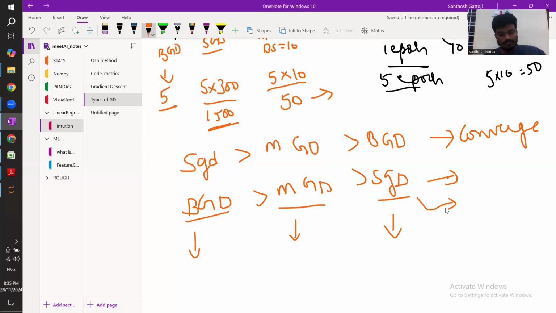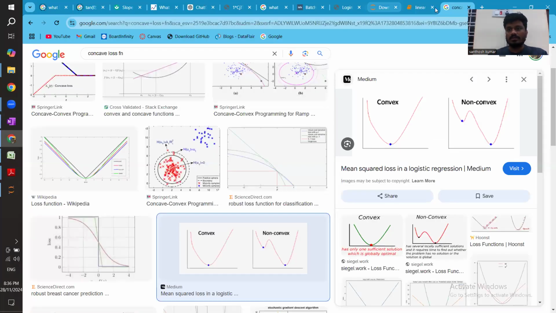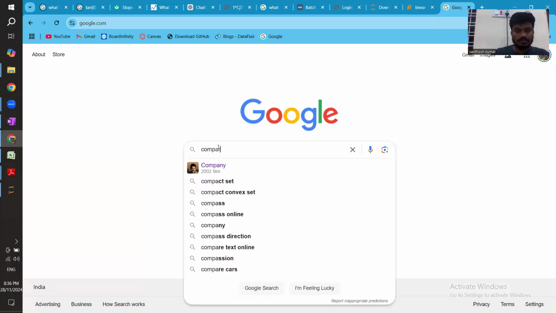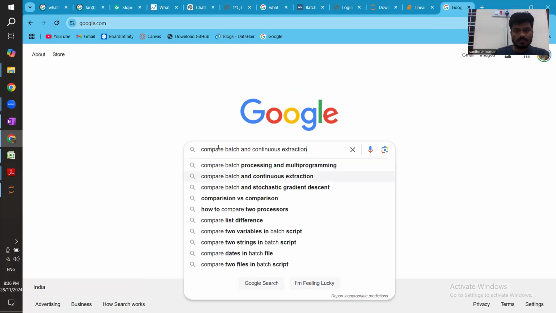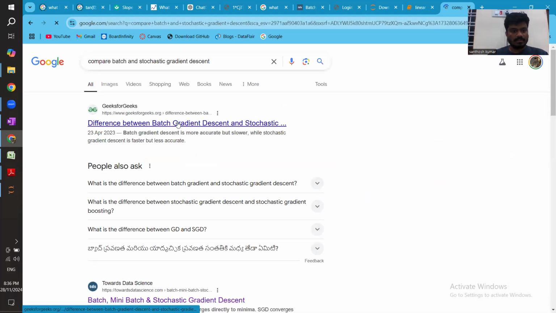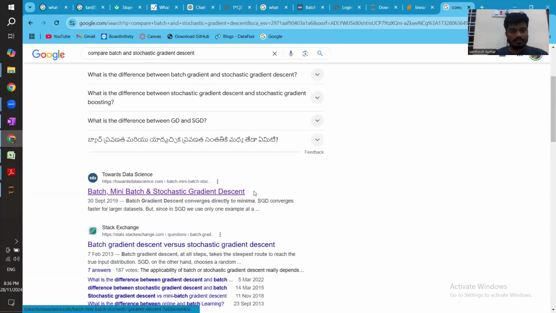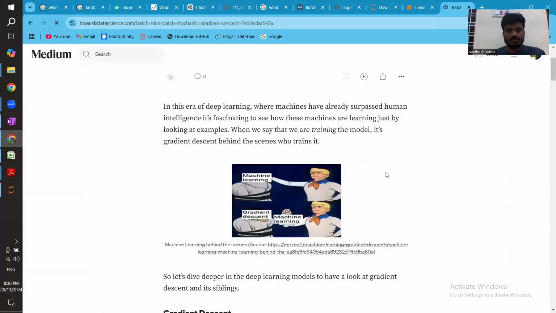Clear? Any doubts? So that is primarily regarding these types of gradients. If I try to compare batch and stochastic gradient descent, I can check. I can just show you.